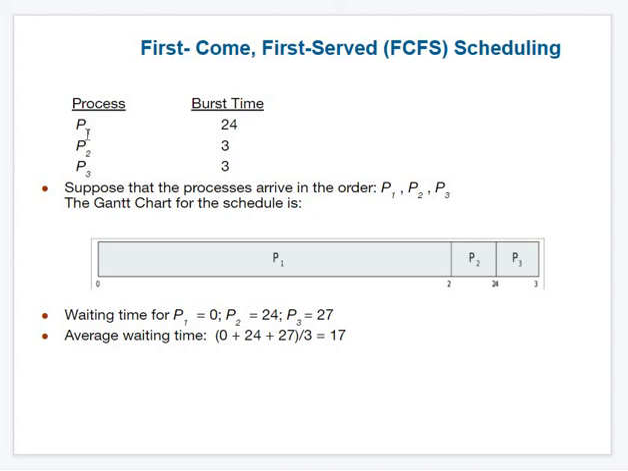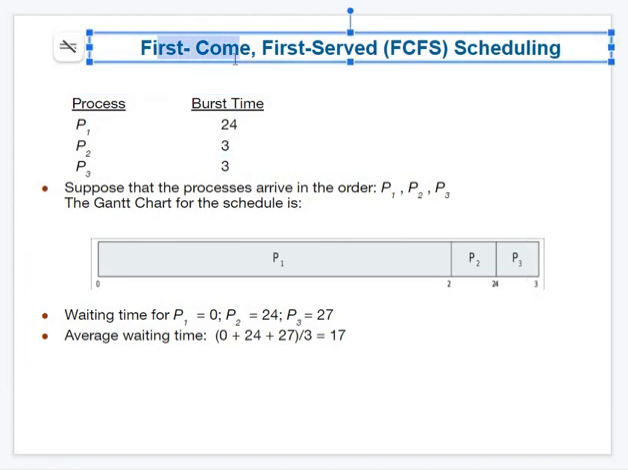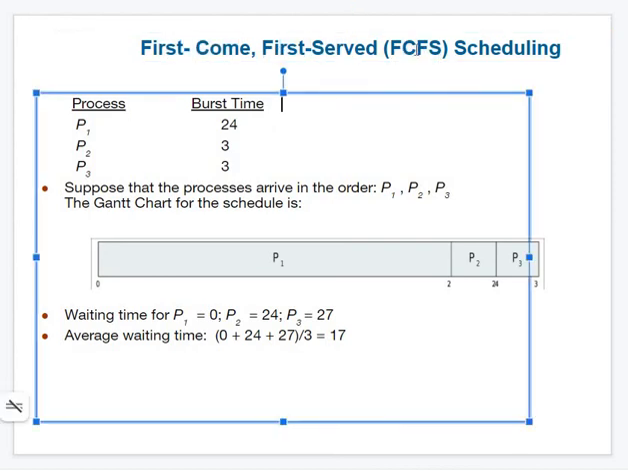Okay, so there are three processes, process 1, 2 and 3. The first process will take 24 units of time, the second process will take 3, and the third process will take another 3. What is the algorithm name here? We have the algorithm first come first serve. So this is FCFS, first come first serve. Now in the statement it will be given that the above processes arrive, please remember this word arrive, in the following order. What is the order? P1 first, P2 next, P3 last.